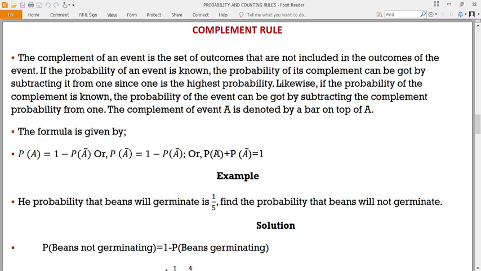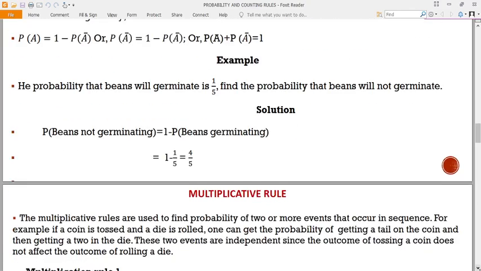So that means that if I add a probability plus its complement, I should get 1, because the total probability is 1. We have an example here: the probability that beans will germinate is 1 out of 5. Find the probability that beans will not germinate. Beans not germinating is the complement of beans germinating. So to get the probability of beans not germinating, I get 1, which is my total probability, minus 1 out of 5.